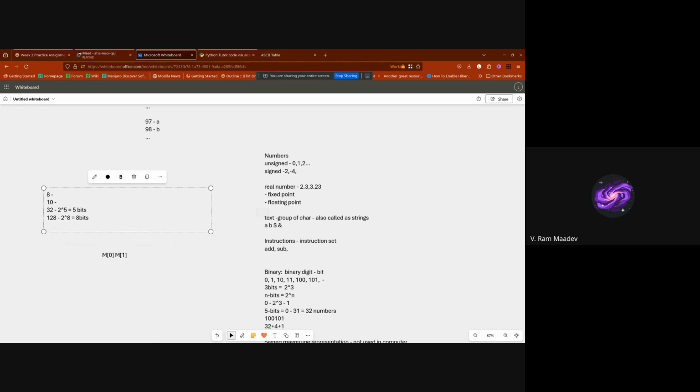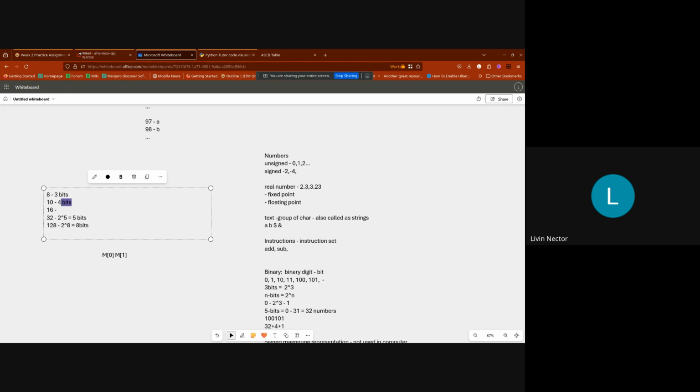For 8 values we need 3 bits, because 2 power 3 is 8. So 10 is more than 8, so we need at least one more bit, right? Because we cannot represent 10 values with 3 bits. So it needs at least 4 bits. With 4 bits, you can represent up to a maximum of 16 values.